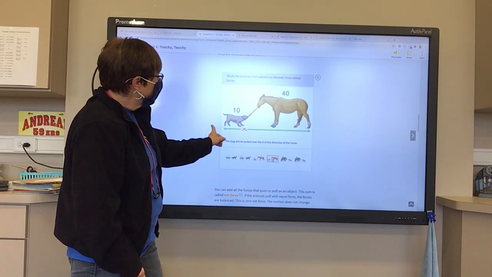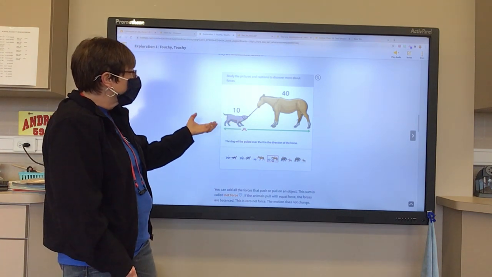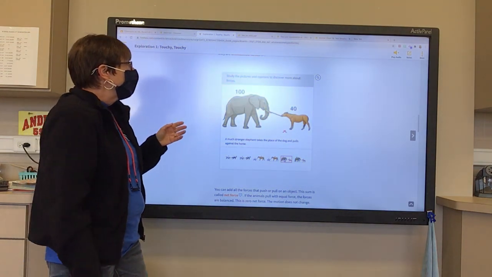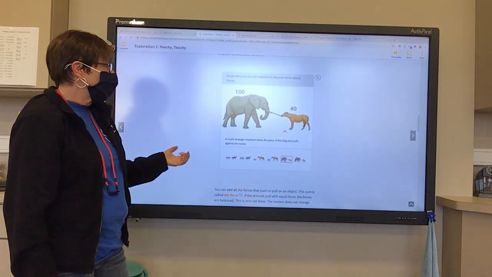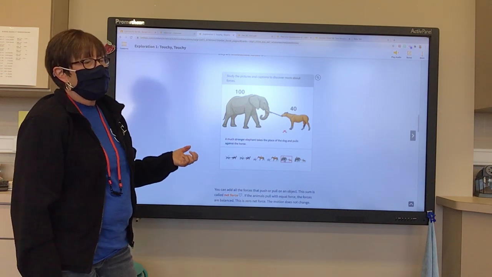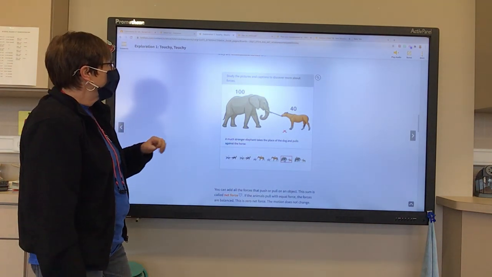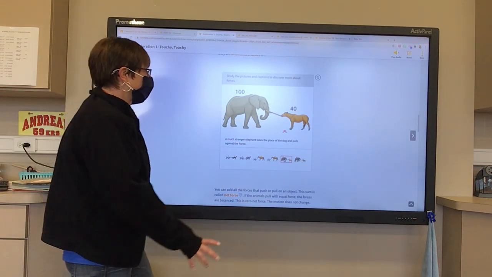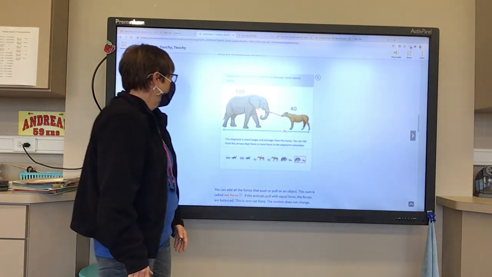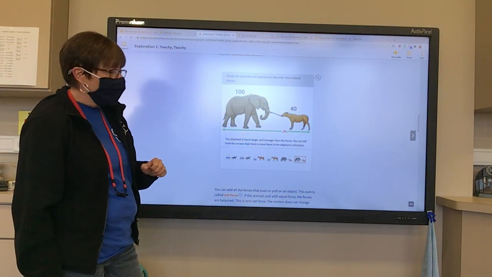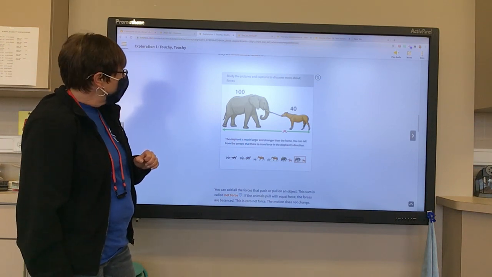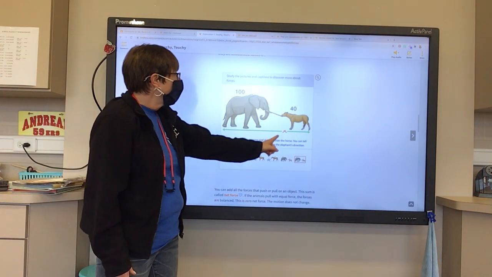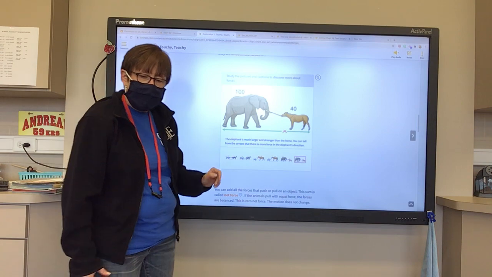It started way over here, the dog, but now it's getting pulled because the horse is pulling with a force of 40. But now look what happens. A much stronger elephant takes the place of the dog and pulls against the horse. So now the horse is losing because the elephant has a force of 100 and the horse only has a force of 40. The elephant is much larger and stronger than the horse. You can tell from the arrows that there's more force in the elephant's direction. So now the horse is going to be going that way.